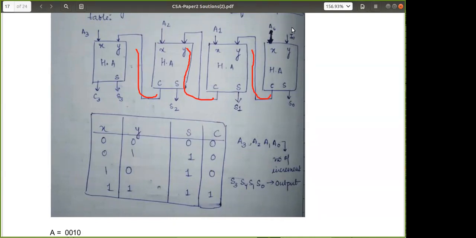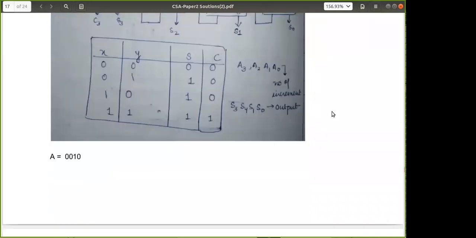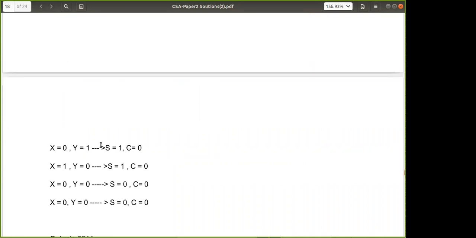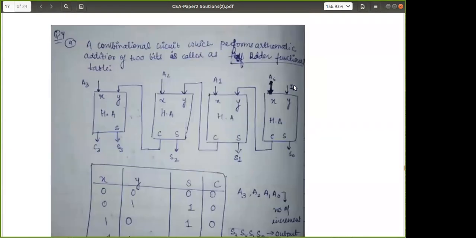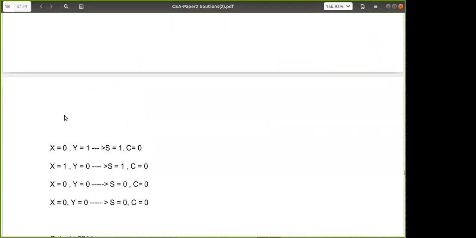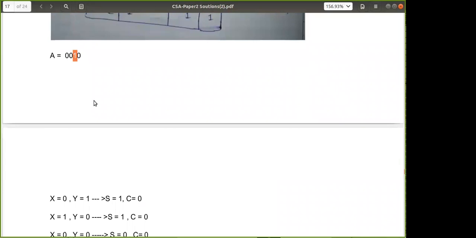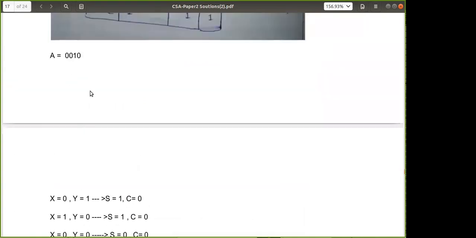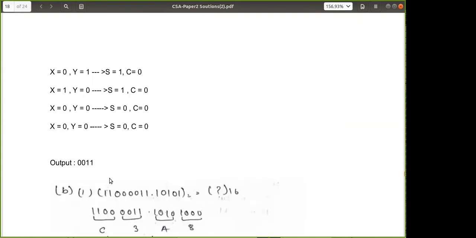Let's understand with an example. Suppose A is 0010, and the initial value of X is 0 and Y is 1, because Y is I0 and that is 1. When we apply it, the sum is 1 and carry is 0. Similarly, the next time X is 1 and Y is 0. The output is 0011. So 0010 is 2 and 0011 is 3; it is incremented by 1.